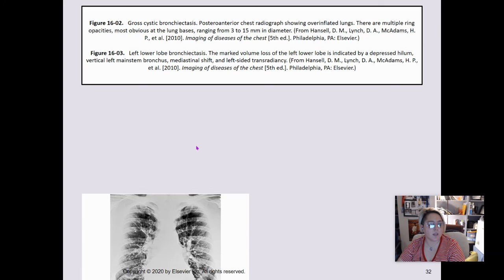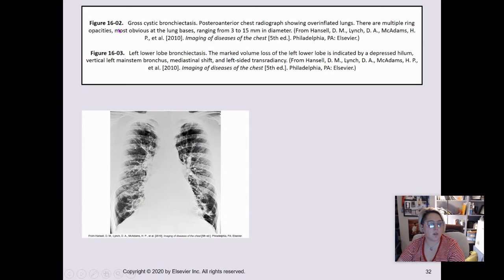So right here, we're going to see a gross cystic bronchiectasis, which is a PA chest x-ray showing overinflated lungs. There are multiple ring opacities, most obvious at the lung bases, ranging from 3 to 15 millimeters in diameter. So this is bronchiectasis, okay? So this is your cystic bronchiectasis, posterior anterior.